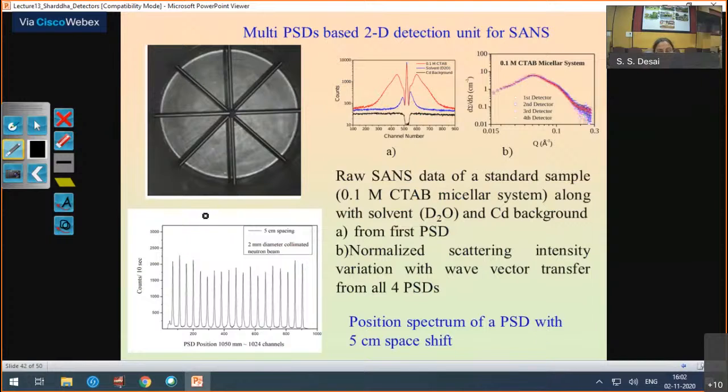This is another, small angle neutron scattering. You will see all the spectrometers in detail in the next few lectures. Here 4 PSDs are arranged in a star fashion, so that you are not losing any information in this angular scattering or in this two-dimensional region. All the 4 PSD data can be processed and overlapped, so that your counting statistics are also improved. Here you can see the similar uniformity spectrum collected with 5 centimeter spacing, and the position resolution received in this detector is much better than even 4 millimeters. So that's the advantage.